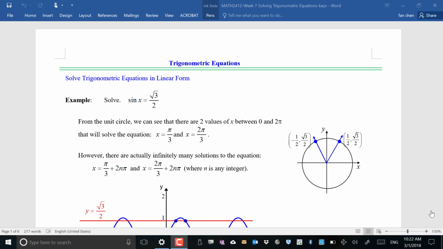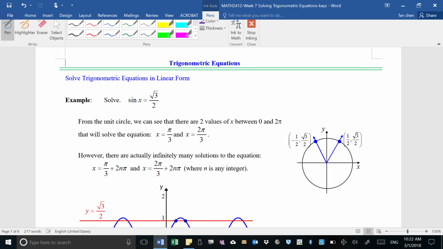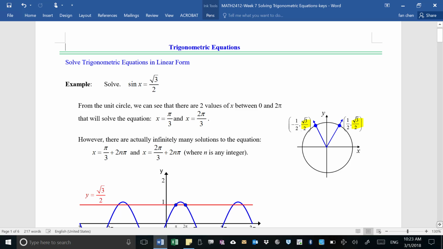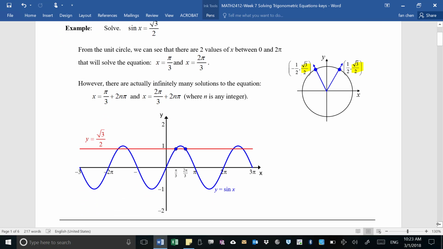The first example is sine x equals square root 3 over 2. If you find the unit circle, then you can see there are two values of x between 0 and 2 pi on the graph. You can see right here, this one and this one both have sine equal to square root of 3 over 2, right? However, if you remember, the graph of the sine function is a periodic function going on to infinity.